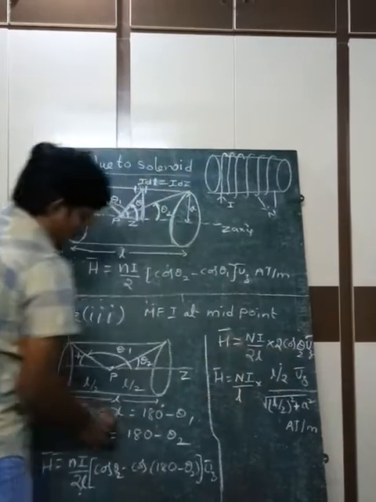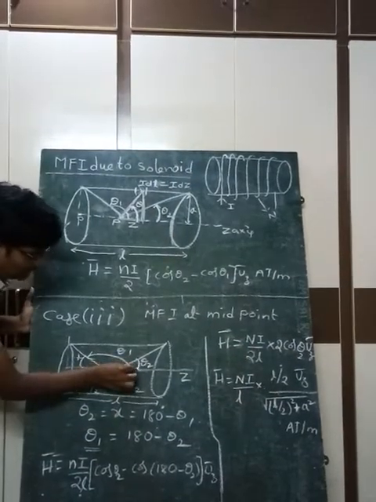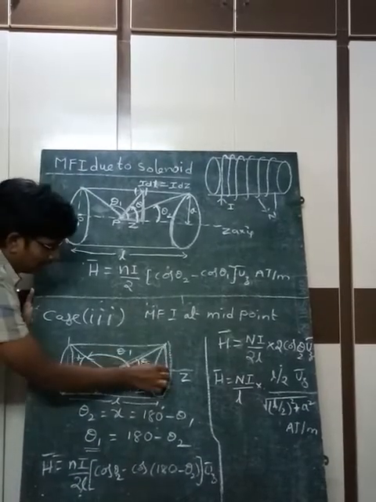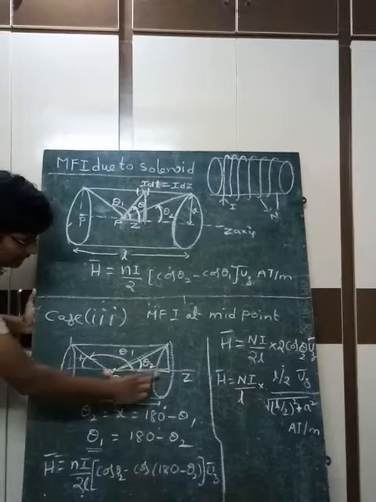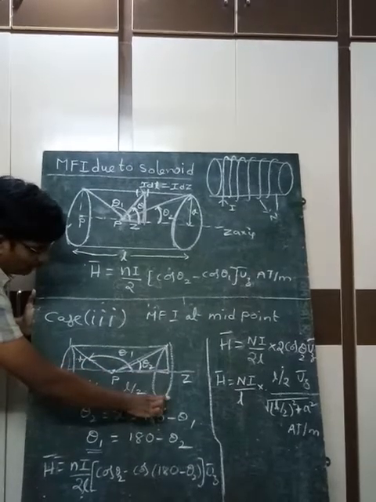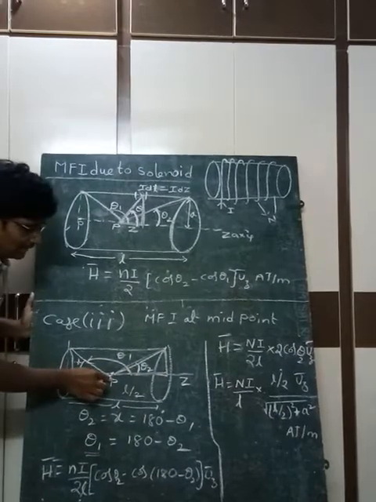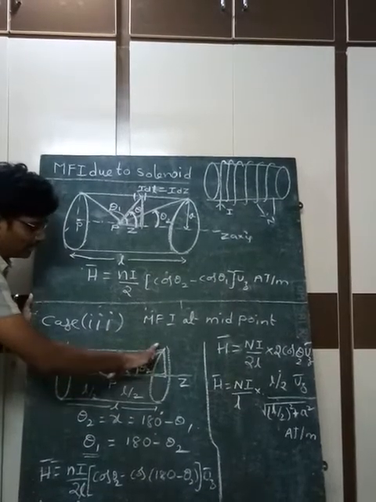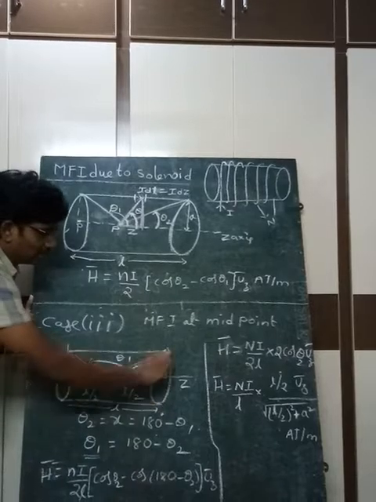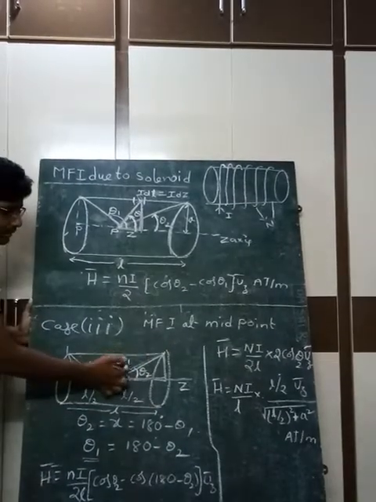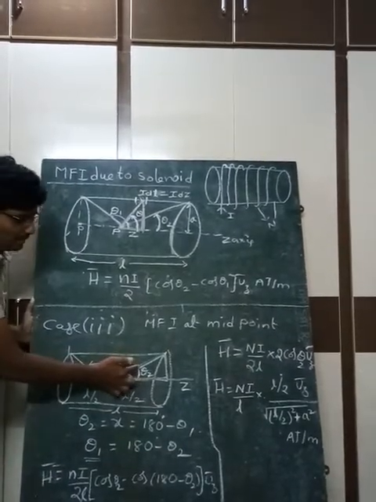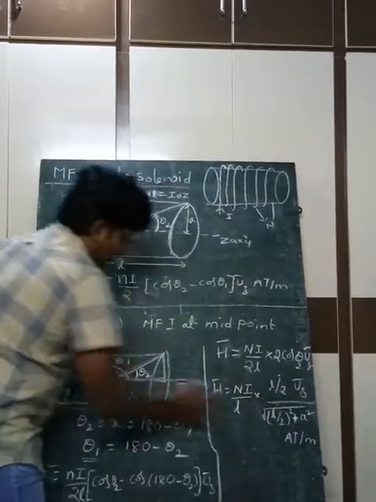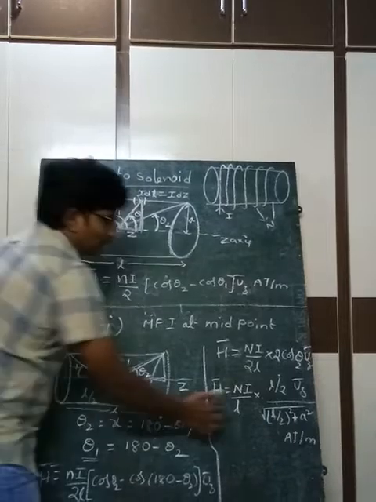So cos theta 2 means, this is the angle theta 2, this is the triangle, the adjacent side, and this one is L by 2 because the point is located at the midpoint. So cos theta 2 means the adjacent side, that is L by 2, divided by the hypotenuse, this one. So this is L by 2 and this is A. So we get the hypotenuse as root of L by 2 whole square plus A square. So cos theta 2 is the adjacent side L by 2 divided by the hypotenuse, that is root of L by 2 whole square plus A square.